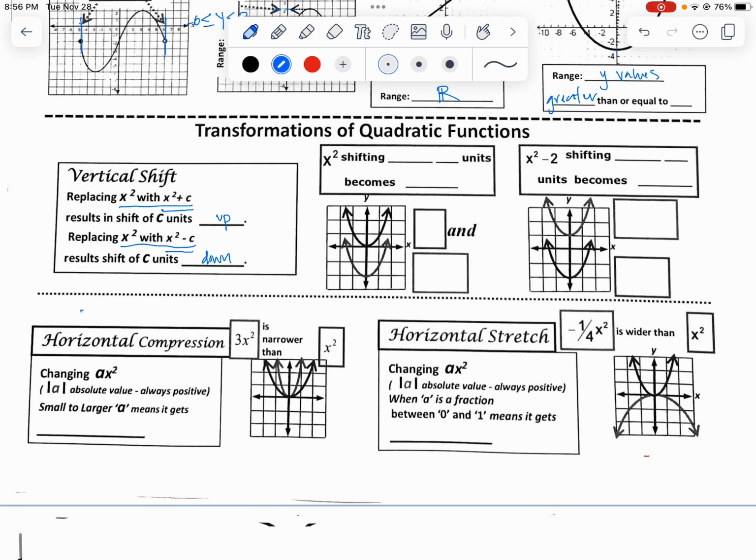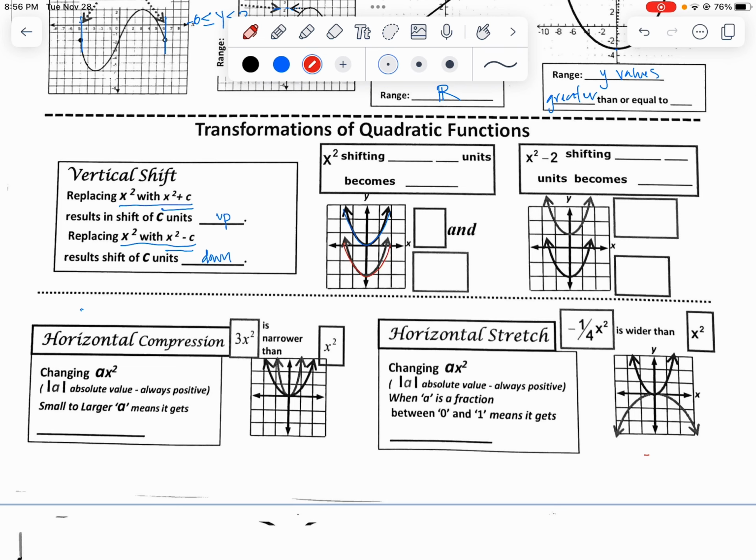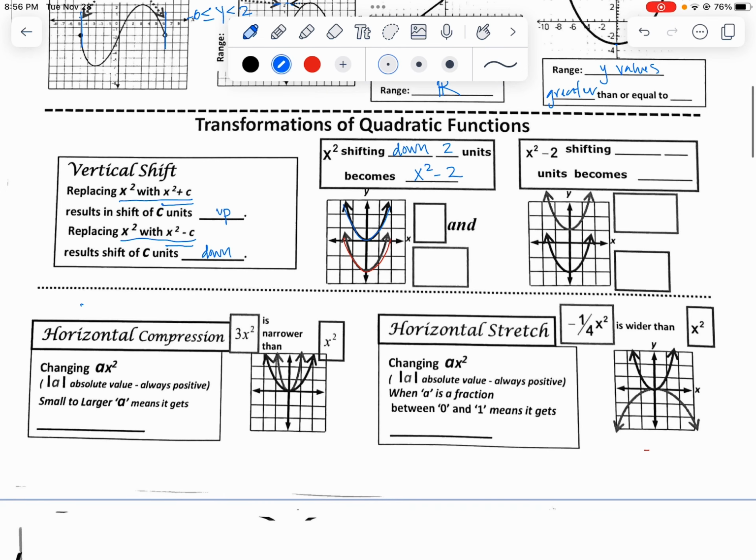So when I take, in this case, x squared in blue and shift it into the red function, I'm taking x squared and shifting it down by 2 units, and so it becomes x squared minus 2. I'm not sure what we're supposed to put in these boxes, so we can leave that blank. I think it's supposed to be x squared, and then in red, x squared minus 2.